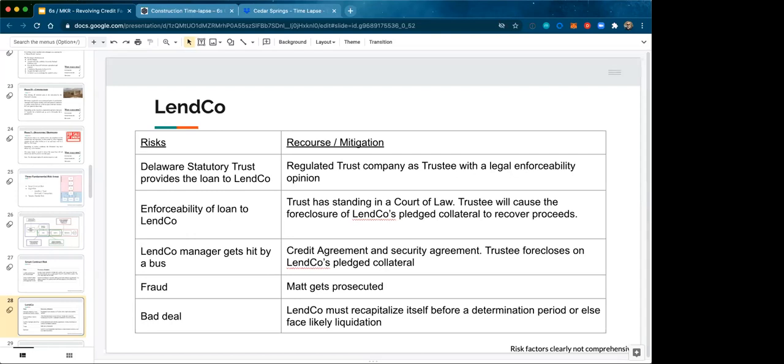We're relying completely on the rule of law and having a senior lien on everything that allows the trustee to recover everything on behalf of the trust that wipes out everything. Again, if there's fraud, I go to jail. If we do a bad deal, LendCo has to recapitalize itself before the determination period, or this whole project gets unwound and LendCo gets liquidated.